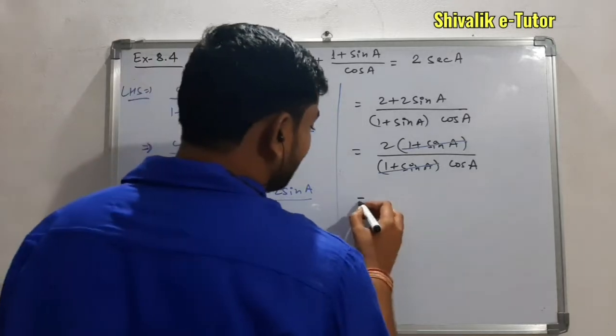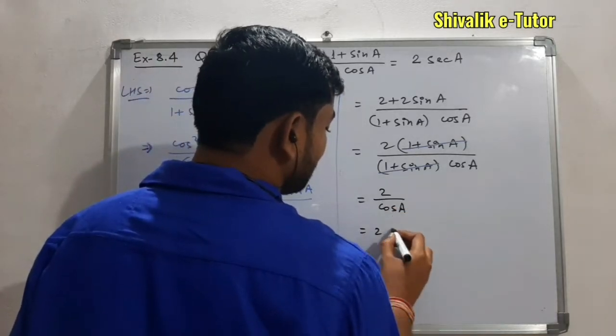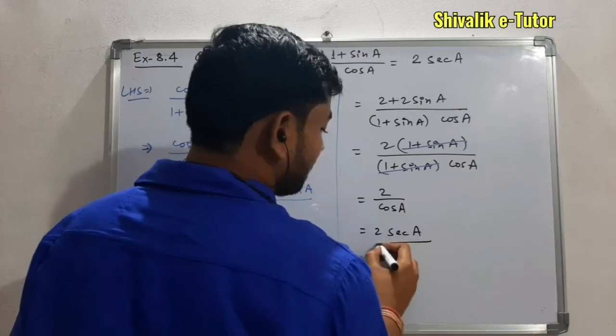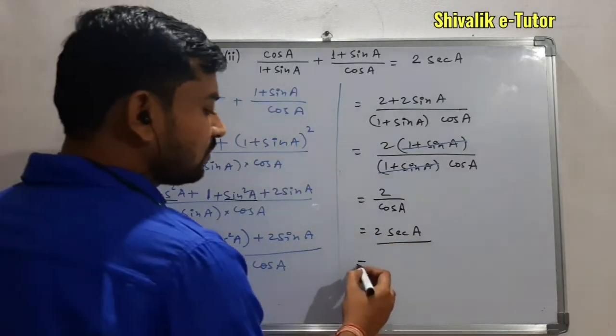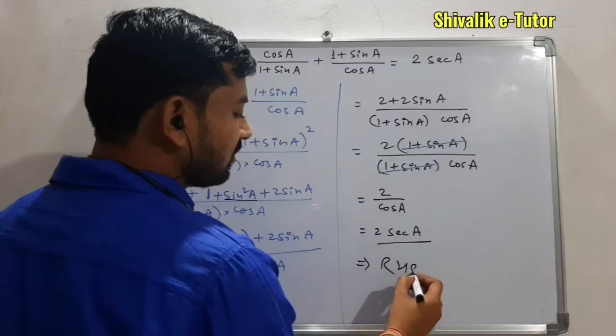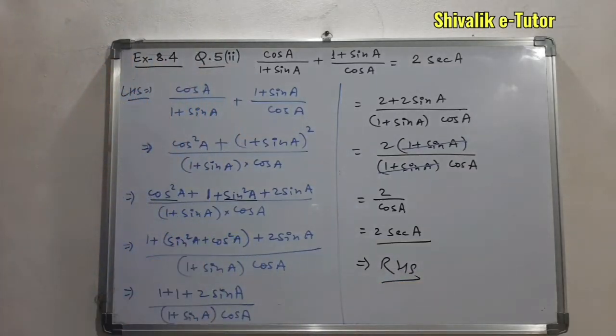So finally what we are getting here is 2 upon cos a, which is nothing but 2 sec a. This is the result which we wanted to prove. So this is equal to the RHS. So hence it is verified that LHS is equal to RHS.